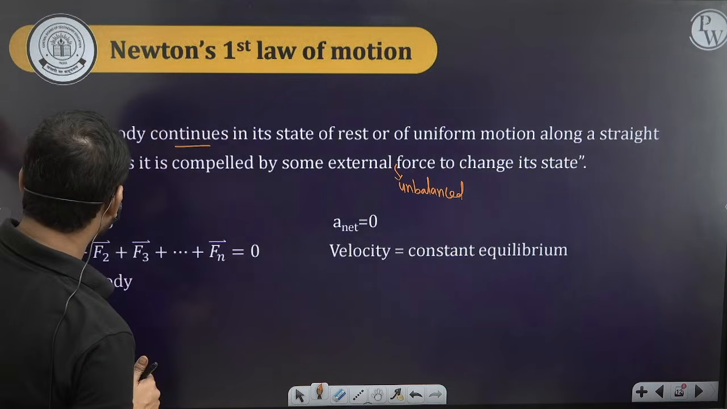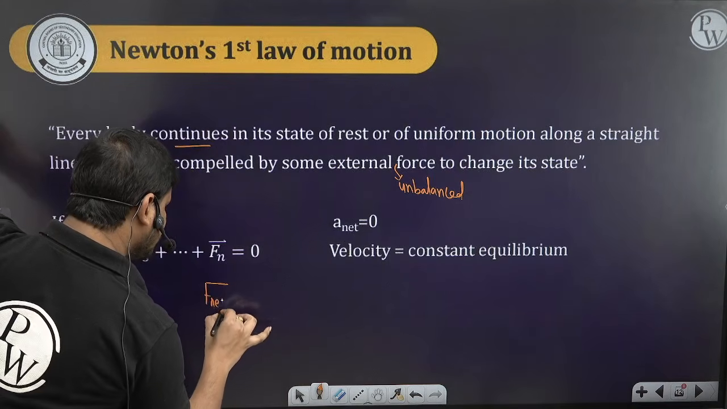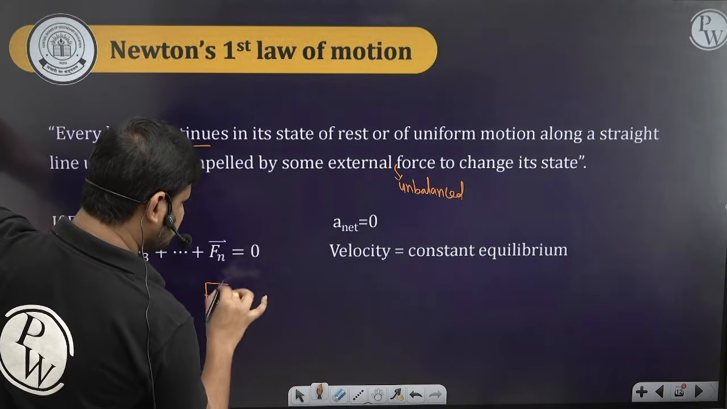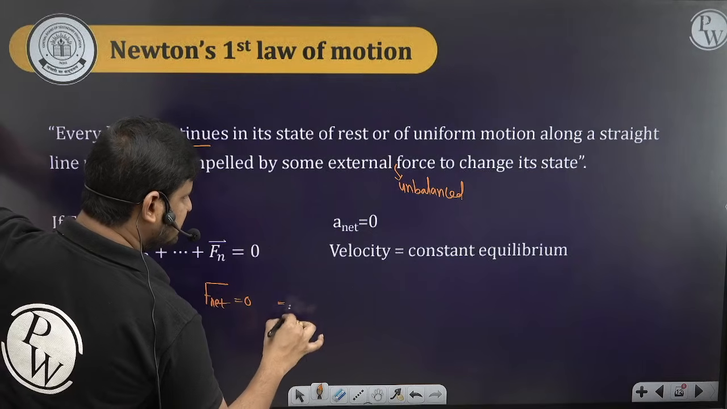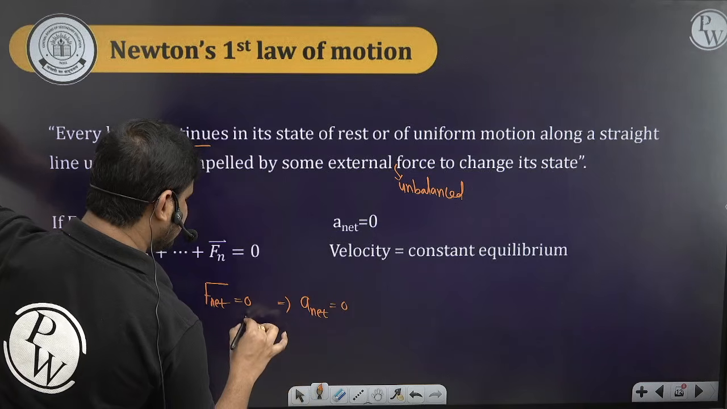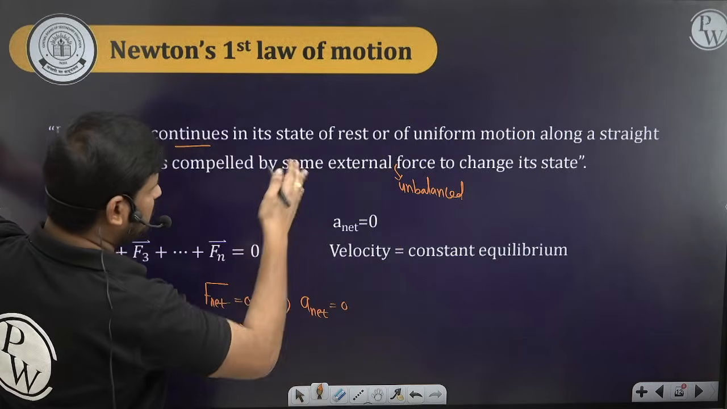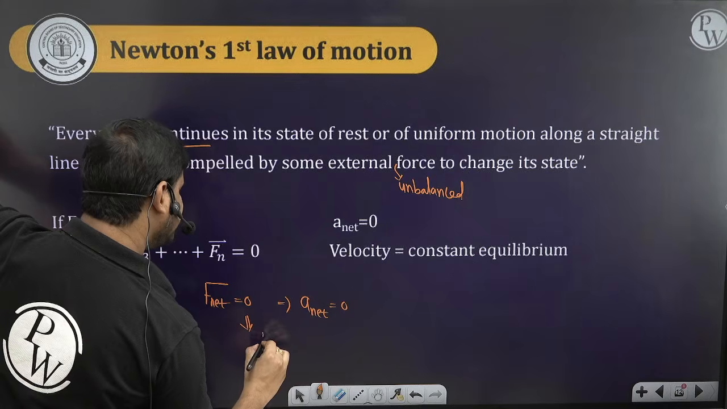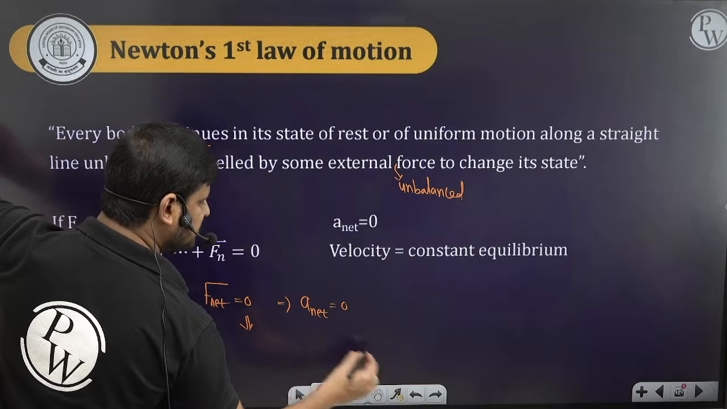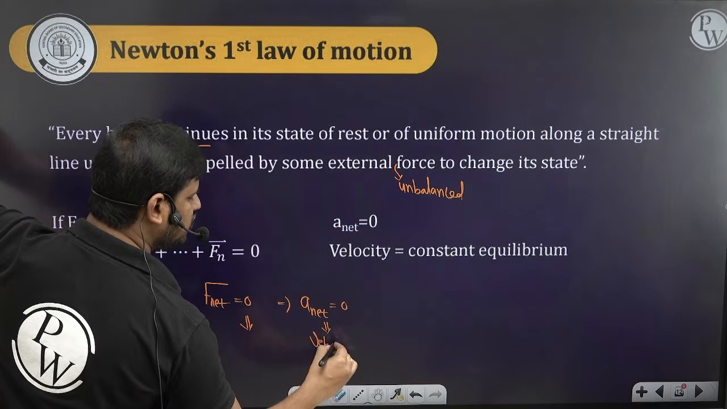So what does it say? If the net force acting on the body is 0, that is, all the forces together, then its acceleration will be equal to 0, and it continues to be in the state of rest or in uniform motion. Uniform motion means constant speed. Acceleration 0 means its velocity is going to be constant.